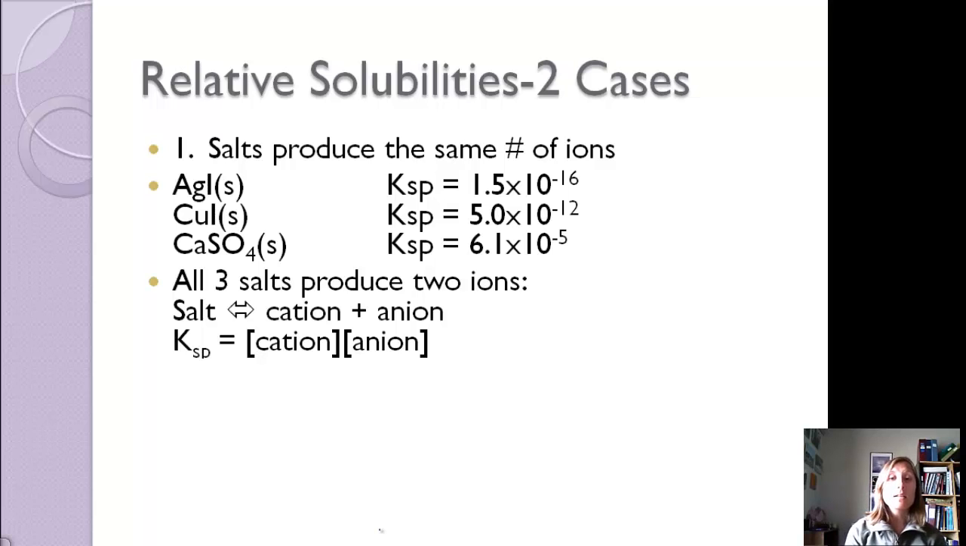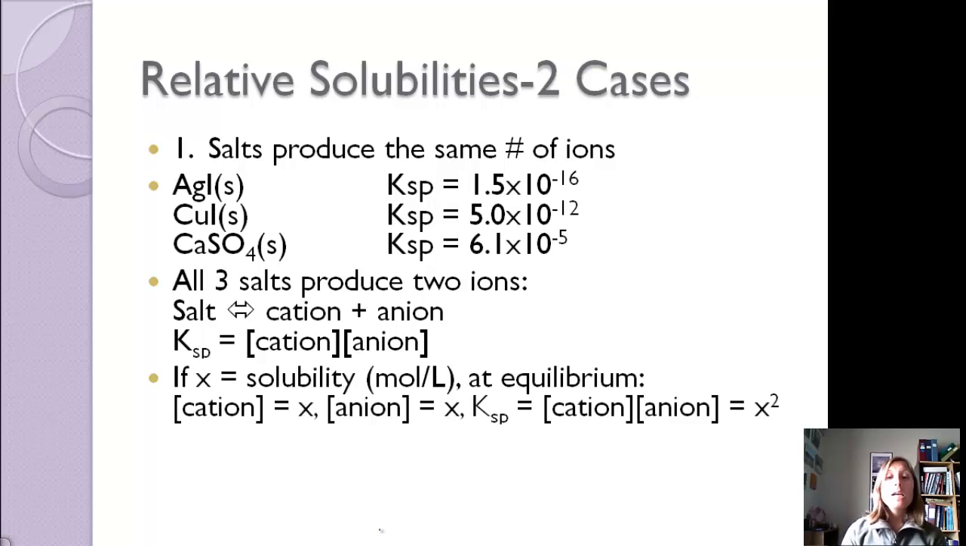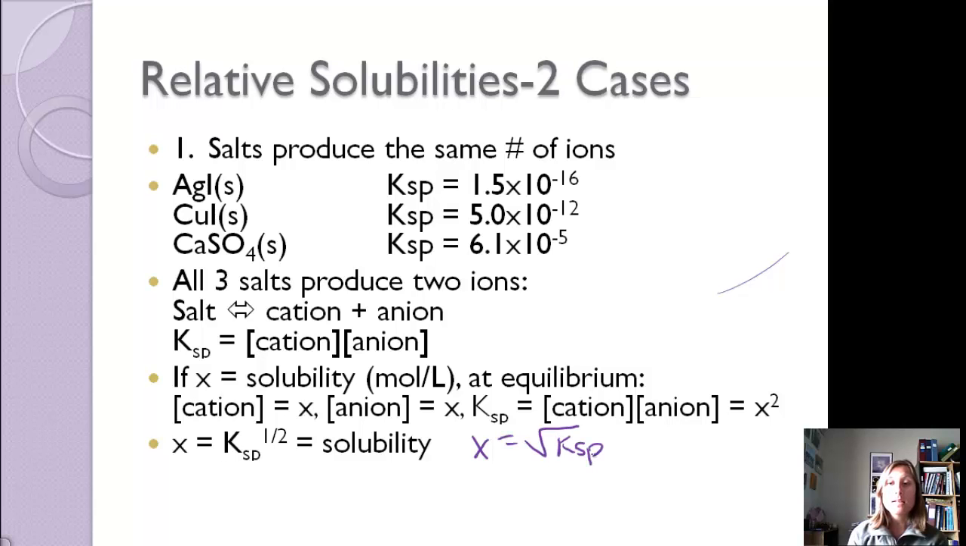So our Ksp is the concentration of the cation times the concentration of the anion. If X equals the solubility, like we did in the previous example, then at equilibrium, X is equal to the concentration of the cation and the anion, and so our Ksp is equal to X squared, because it's the cation times the anion. Well, if we want to solve for X, basically by rearranging, it means that we're taking the square root of the Ksp. So it's either Ksp to the 1/2 or X equals the square root of the Ksp.